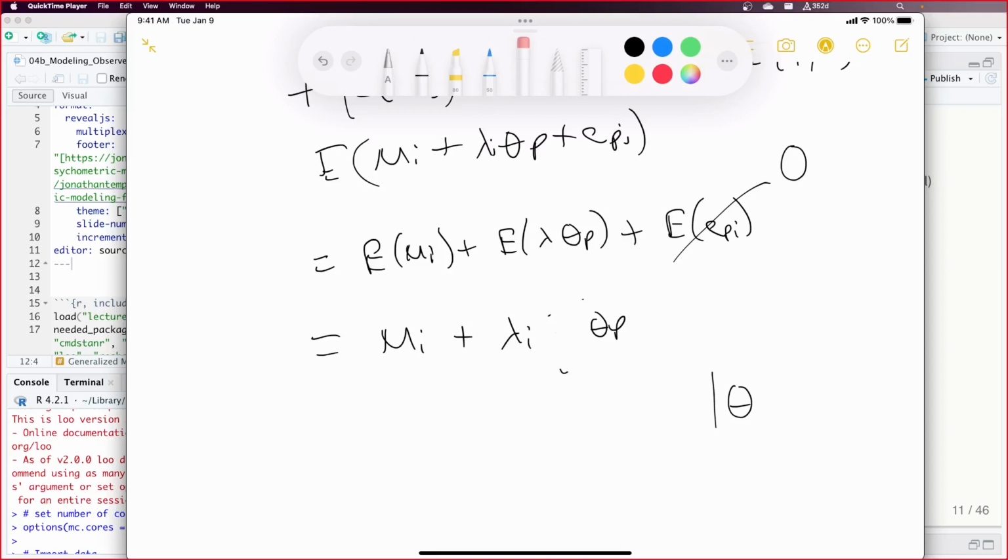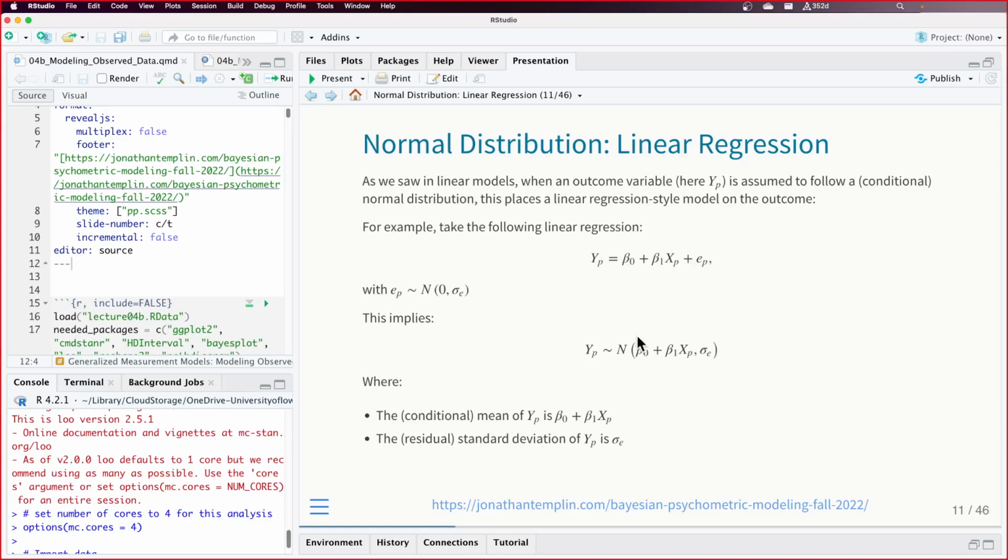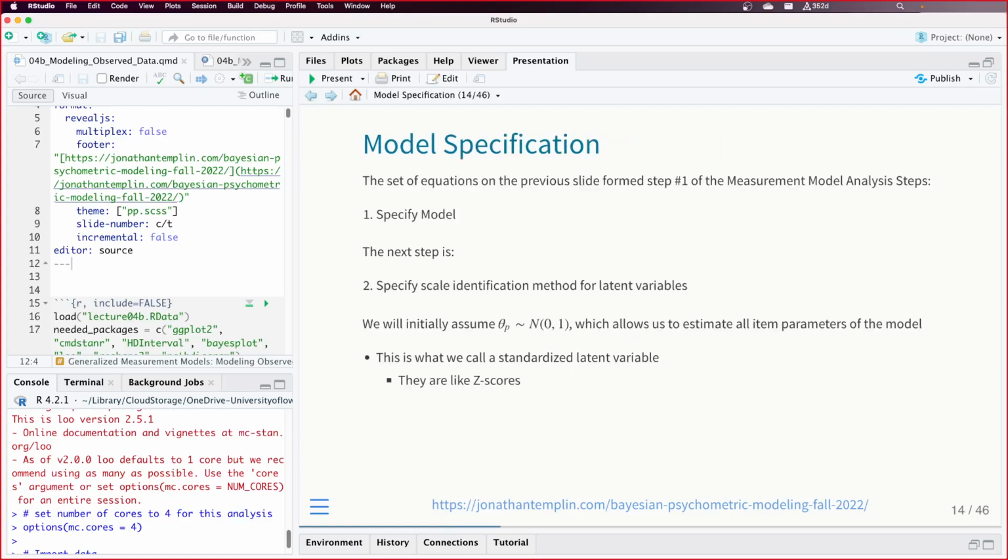The expected value is just the mean, and then our linear model for it is given by the mean being the item intercept plus the factor loading times the latent variable. See how it connects? Okay.